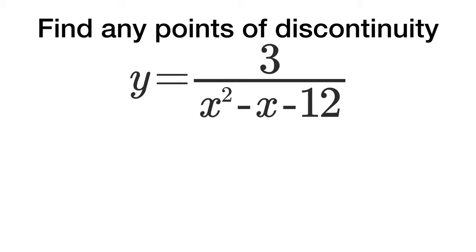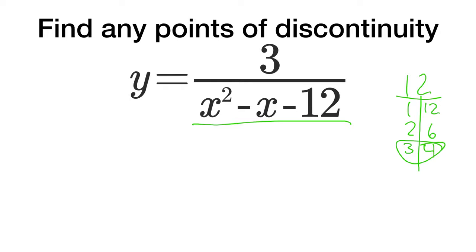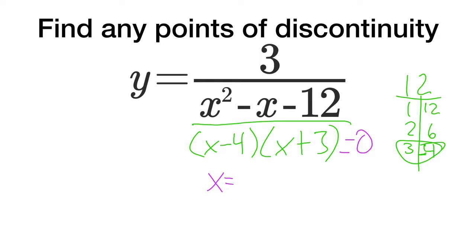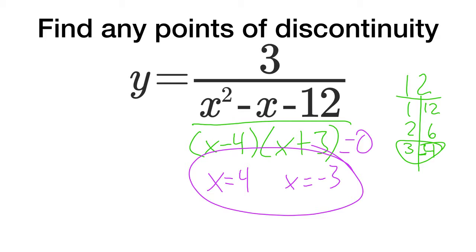So the way we would find this point of discontinuity is we would take this and we'd factor. Our factors of 12 are 1 and 12, 2 and 6, and 3 and 4. Those are the ones that have a difference of 1, but because it's negative, it's going to be a negative 4 and a positive 3. So x minus 4 times x plus 3. That means our zeros would be x equals 4 and x equals negative 3. And those are our points of discontinuity. Yay!